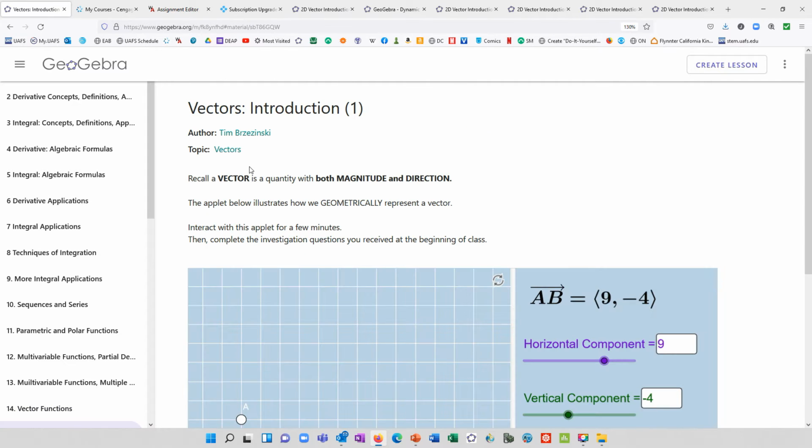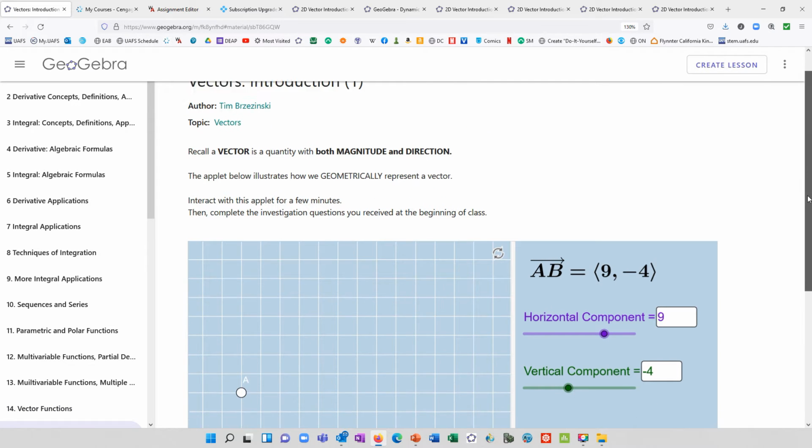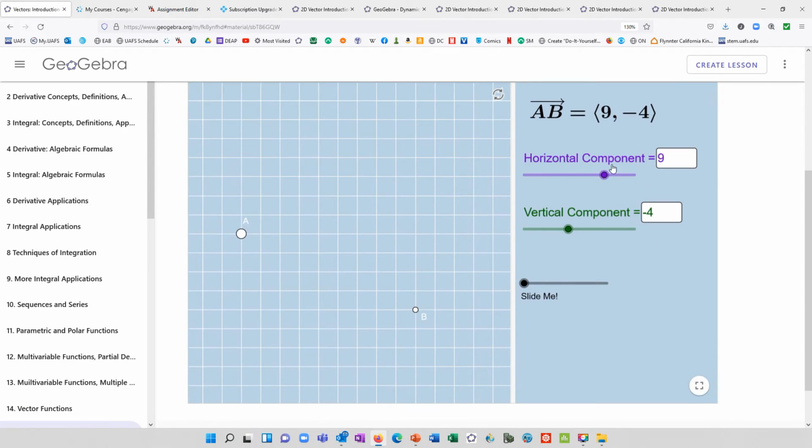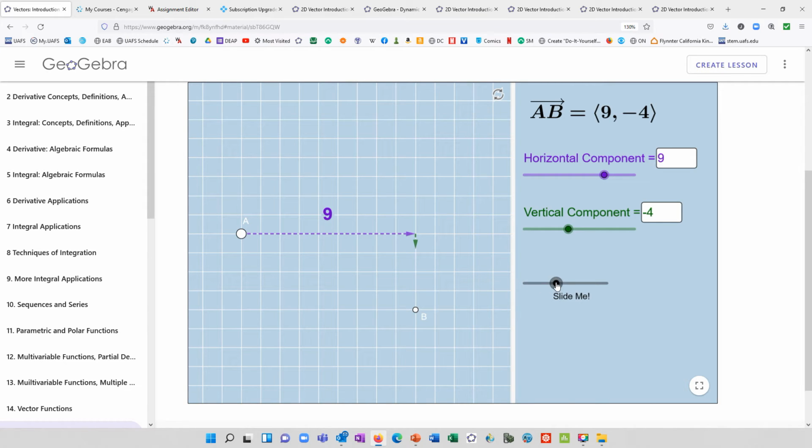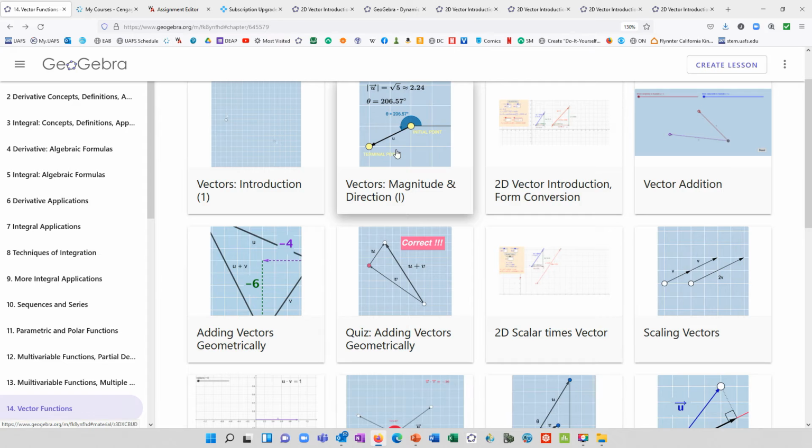For example, this one here is a good one that just talks about how we can animate coming from point A. This says that we've got a horizontal component of 9, we want to slide to the right 9, and then down 4. It shows you how that component form works. Pretty basic, but illustrative.